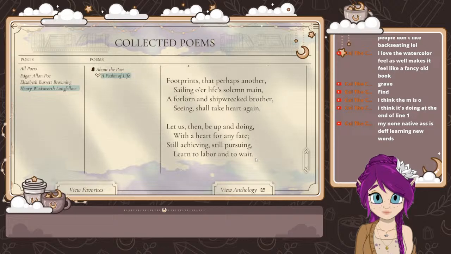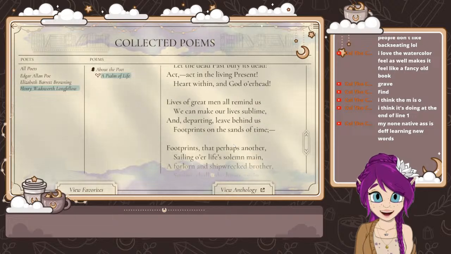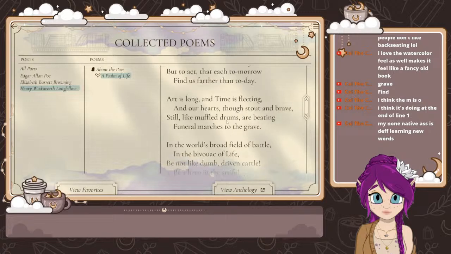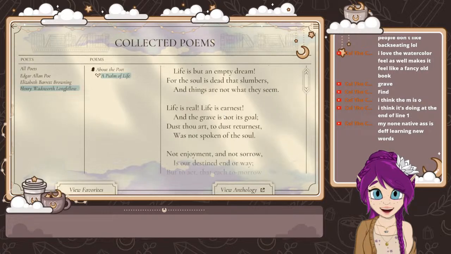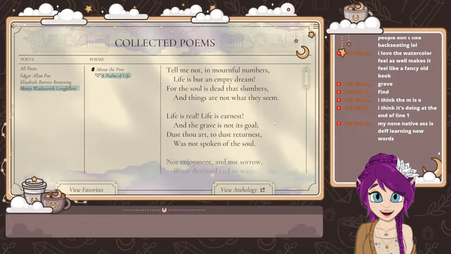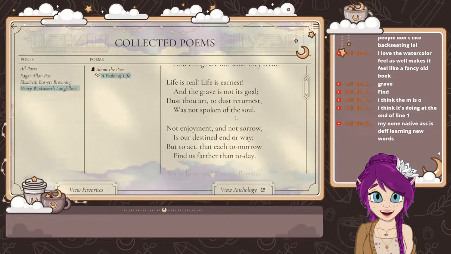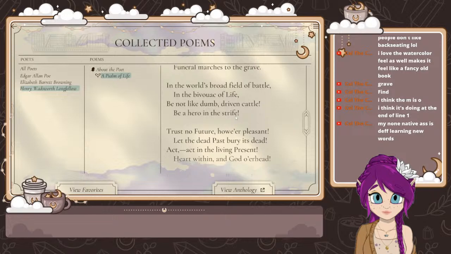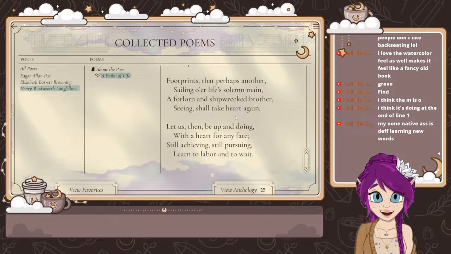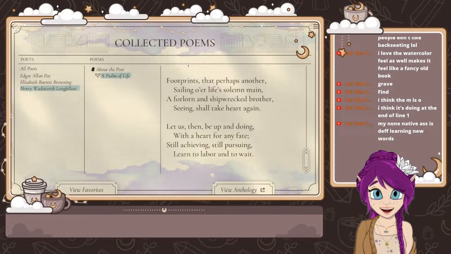Oh, this is a beautiful inspirational piece. It's like, don't think about death. It's gonna come. Enjoy the road of life. Don't stop. It's quite beautiful.